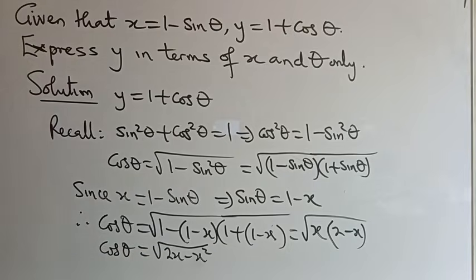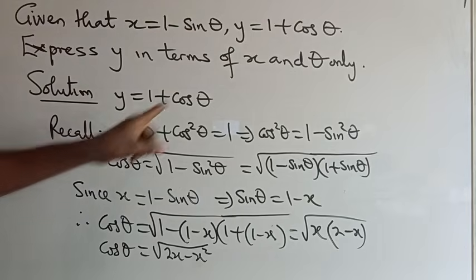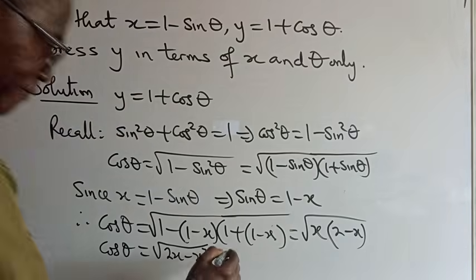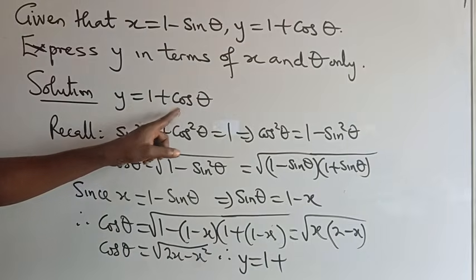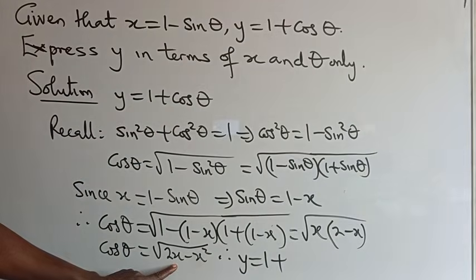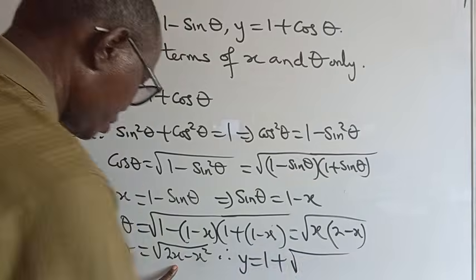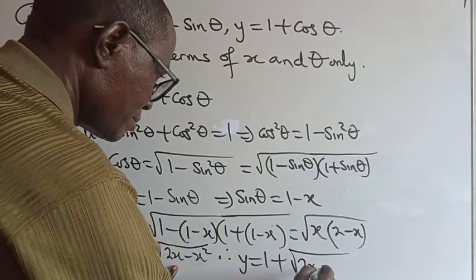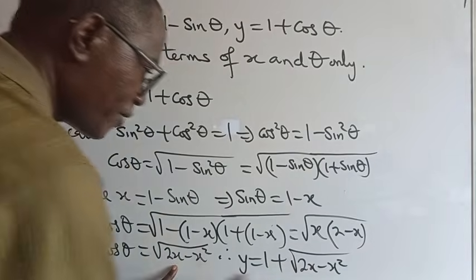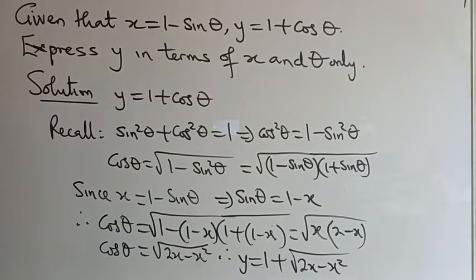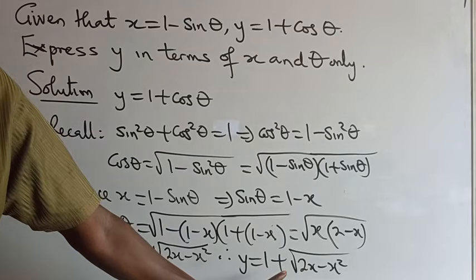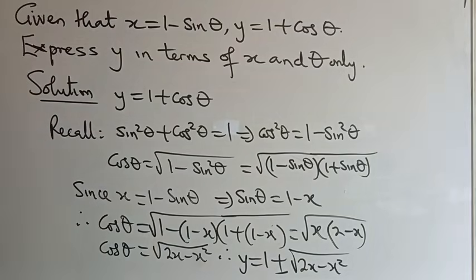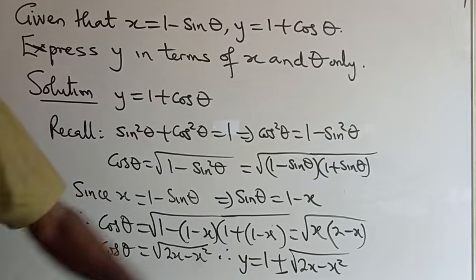Good. Now we can return to the value of our y. Therefore, y will now be equal to 1 plus cos theta, which is the square root of 2x minus x squared. Don't forget, since this particular cos theta has a square root, your answer might be plus or minus. So you put plus or minus there. If you don't put plus or minus there, your answer is not complete.